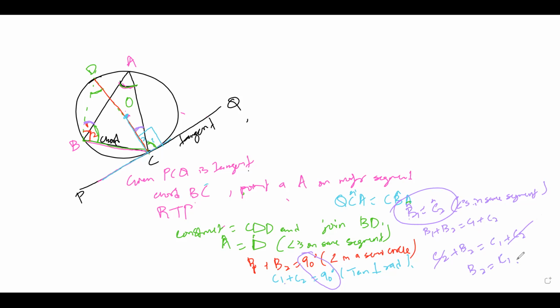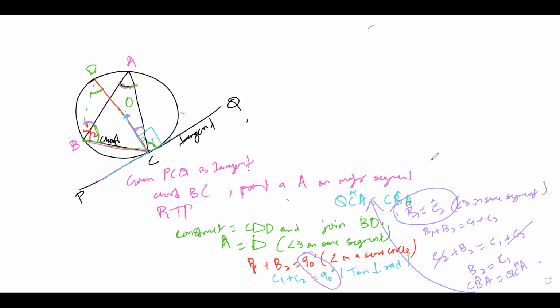And what is B2? B2 is angle QCB. What is B2? CBA. Okay, so B2 is CBA. And what is C1? It is QCA. Can you see? That's what we were required to prove.